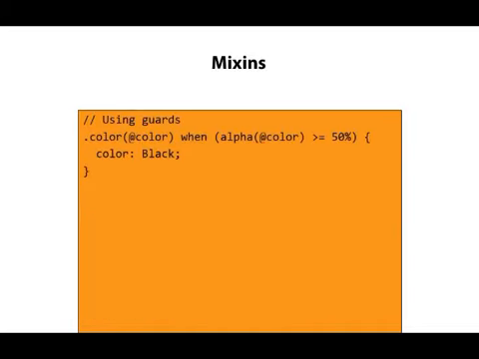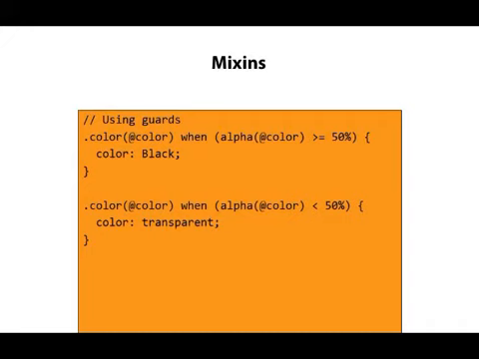Less also supports the notion of guards, and this is where you can have different mixins that are supported based on the actual values that are sent in. So in this case, this is saying this is a mixin called color, and use this mixin when the color has an alpha channel of greater or equal than 50%. Otherwise, we can have another that says use this one when the alpha channel is less than 50%. So in this case, a color being passed in will become black when it's more than 50% opaque, and if it's less than 50% opaque, it is just setting the color as transparent. And in this case, the main color that we're passing in happens to have an alpha channel of 100%, and so we're getting that color black inserted in here.